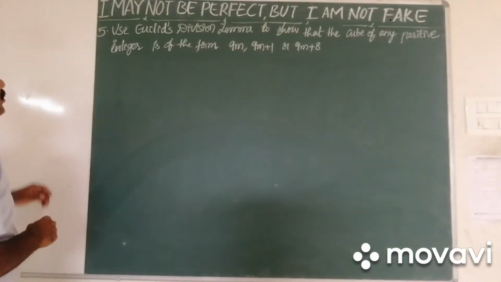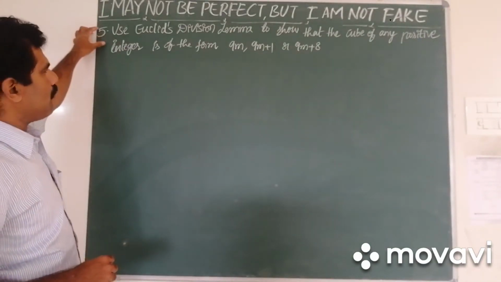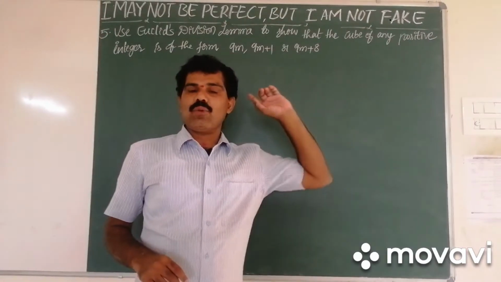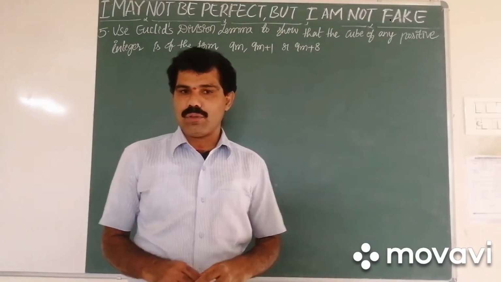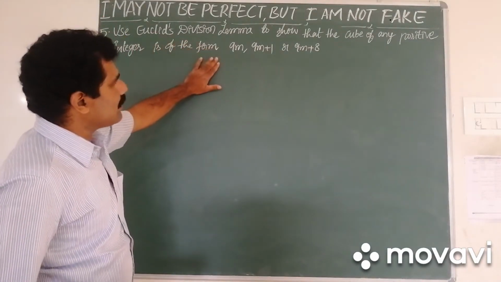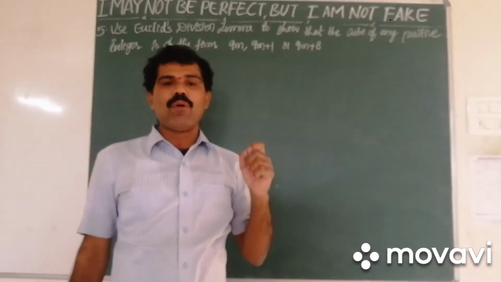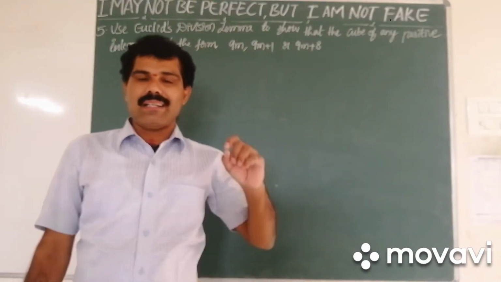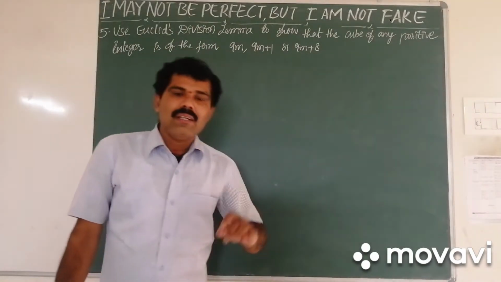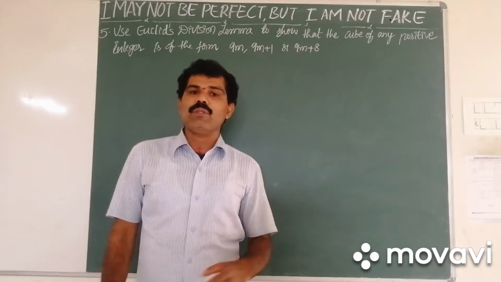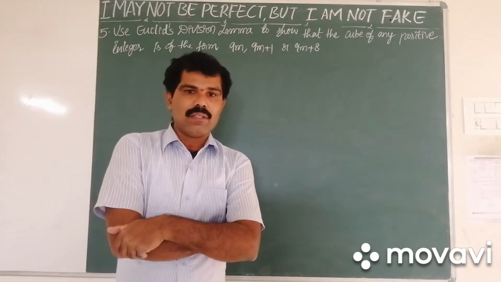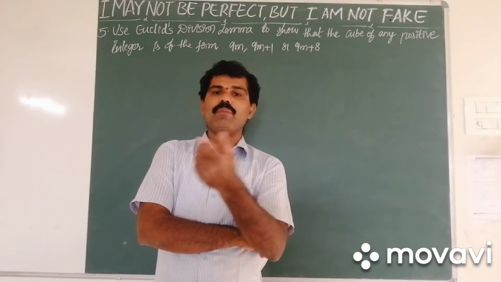Today I am going to solve the last problem, that is the fifth problem from the first exercise of Real Numbers of class 10. Actually this question is similar to the previous question, that is the fourth question. Here, what they are asking is, we have to show that by using Euclid's division lemma, the cube of any positive integer will be in the form of 9m or 9m plus 1 or 9m plus 8. In the previous problem, we showed the square of any positive integer in the form of 3m or 3m plus 1, but here it is the cube of the positive integer.